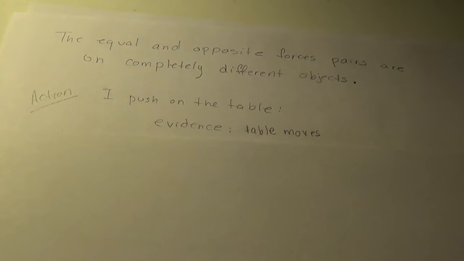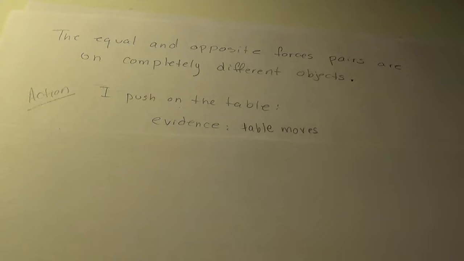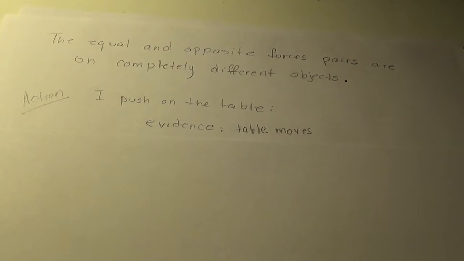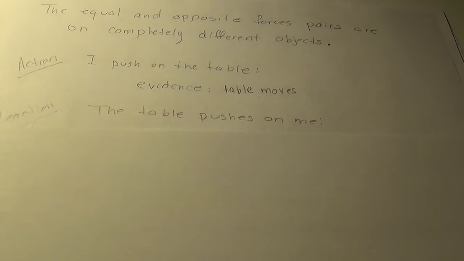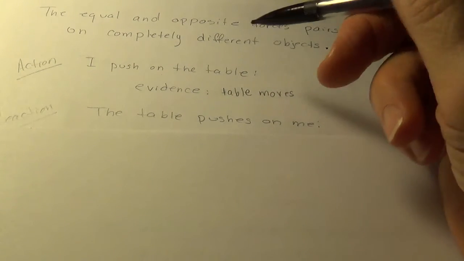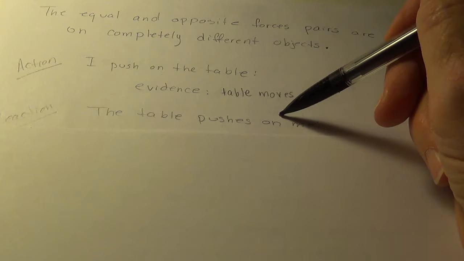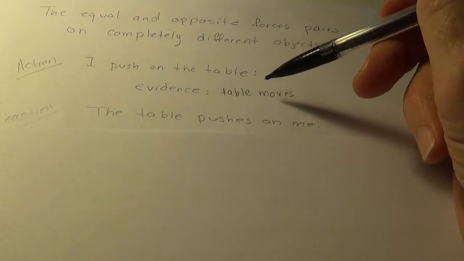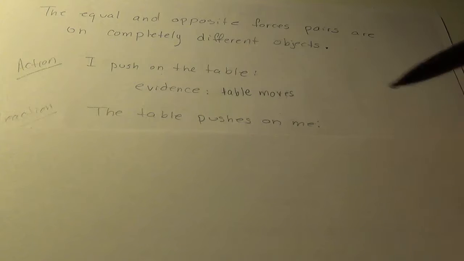So I'm going to push on my table here, and you can hear the squeaky sounds of it moving. So I push on the table, the evidence is the table moves. That's the action. The reaction is the table pushes on me. So notice the force went onto the table in the action part. On the reaction, the table's force is on me. So the force was on the table and the force was on me. Two completely different objects. So there is motion.